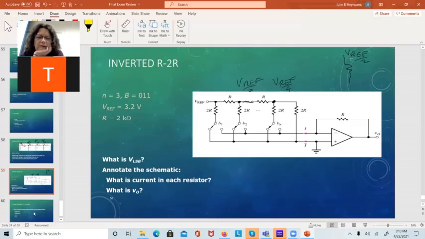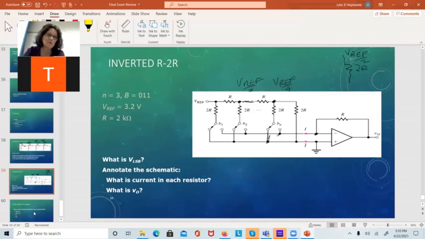The other side of the resistor, well, it may be tied with a switch to ground, or it may be tied to a switch to this negative terminal. We know the resistance here. Okay, what's the voltage at the negative terminal? It's ground. That's a really important thing to remember.